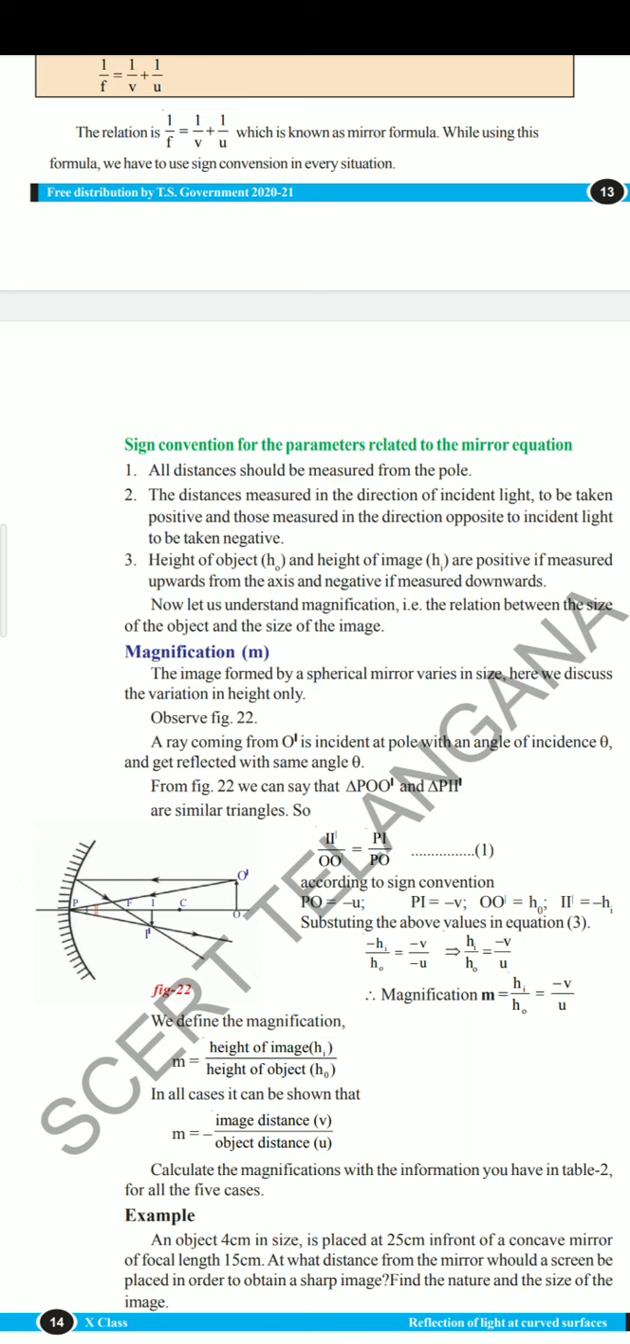Observe figure 22. A ray coming from O' is incident at pole with an angle of incidence theta and gets reflected with the same angle theta. From figure 22, we can see that triangle POO' and triangle PII' are similar triangles. So II' by OO' is equal to PI by PO. Equation 1.